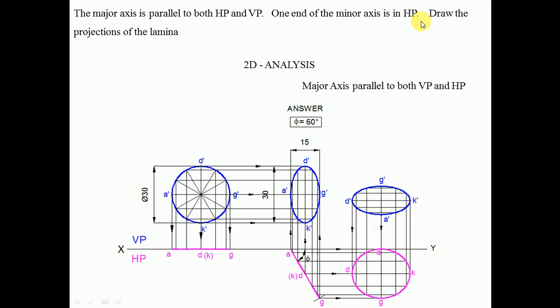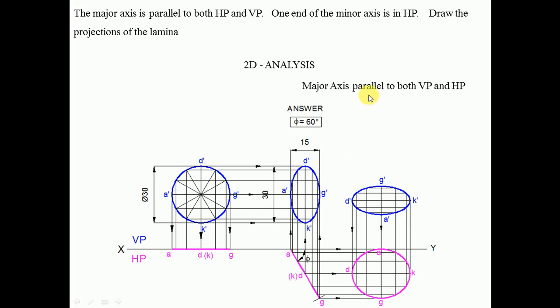Then one end of the minor axis is in HP. Draw the projections of the lamina. The major axis is parallel to both HP and VP. So the condition is given here. The major axis is parallel to both HP and VP, and one end of the minor axis is in HP. One end of the minor axis is in VP. It must be one end of the minor axis is in VP. Draw the projections of the lamina.